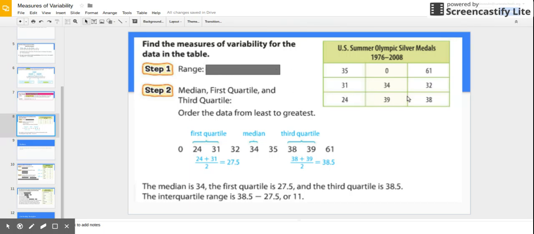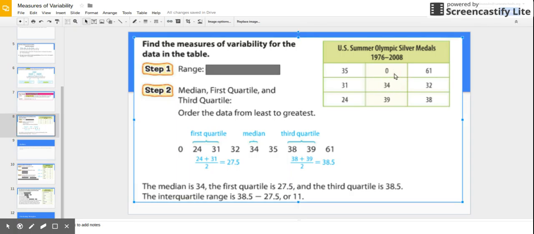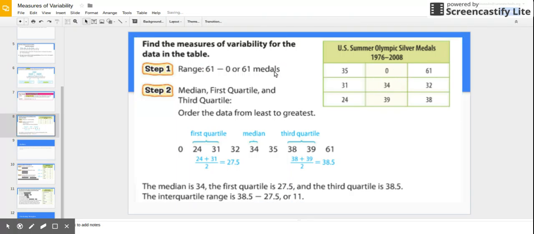Let's start with our range. So the highest number looks like it's at 61. And the lowest number looks like it's 0, right? So we do 61 minus 0 to get 61. Step 2, we need to find our median, first quartile, and third quartile. So we're going to order the data from least to greatest: 0, 24, 31, 32, 34, 35, 38, 39, 61.